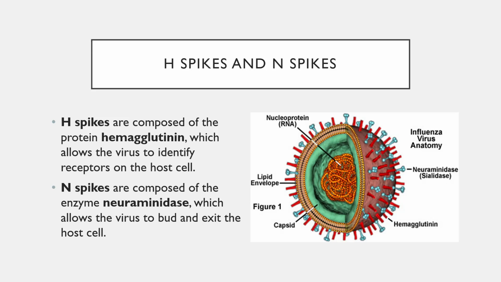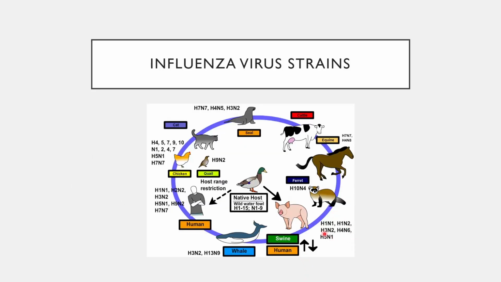And if these H spikes and N spikes sound familiar, or at least the letters H and N do when talking about the flu, that's because the different strains of the flu virus are named based on the H spikes and the N spikes. For example, H1N1 is the swine flu, capable of infecting mainly pigs, but also humans. H5N1 is the avian flu or the bird flu, which has been known to jump from birds to humans. So it's the unique combinations of these H and N proteins that a flu virus possesses that defines its host range.